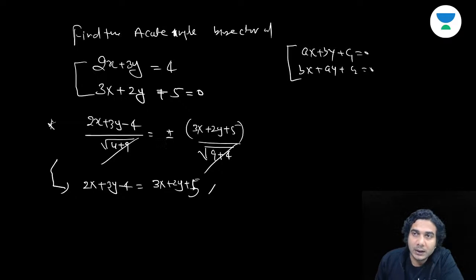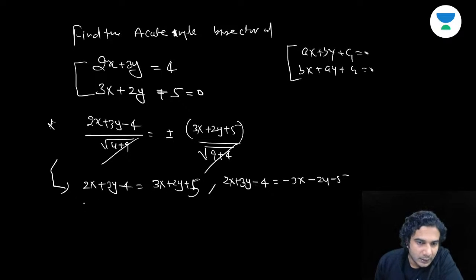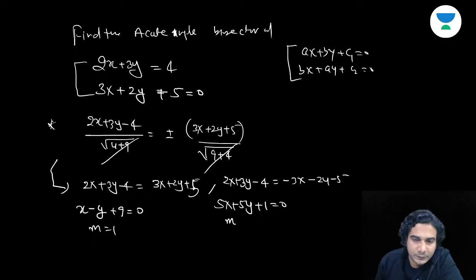So that we knew actually, right? Lines are equally inclined to their bisectors. Then 2x plus 3y minus 4 is equal to minus 3x minus 2y minus 5. Okay, this is the other bisector. So in the first case, you're going to get x minus y plus 9 is equal to 0, and in the second case, you are going to get 5x plus 5y plus 1 is equal to 0. So this is of slope 1 and this is of slope minus 1. Okay, so if one line is of slope m, the other line will be of slope minus 1 upon m.